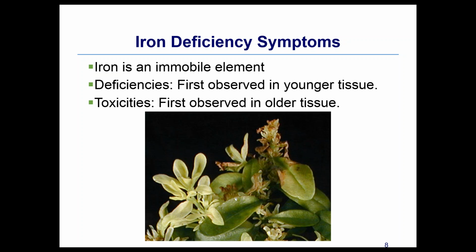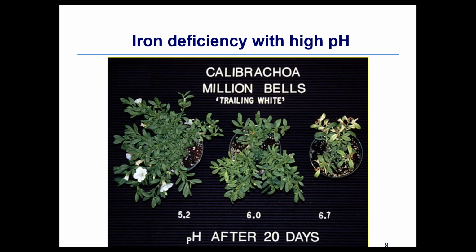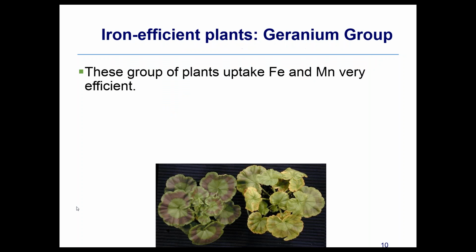And the opposite would happen with toxicities. You tend to see toxicities first in the older tissue because iron tends to accumulate before it gets translocated to the newer tissue. In this photo, you can see the younger tissue of the calibrachoa is burned. You can see this bleaching as well, the deficiencies being observed first in the younger tissue. And I will emphasize this many times: iron deficiency will occur most likely at high pH. Calibrachoa belongs to this group of plants. You can see that these plants had the exact same nutrients, but the pH of the growing media was changed. The lower the pH, the happier the plant will grow.